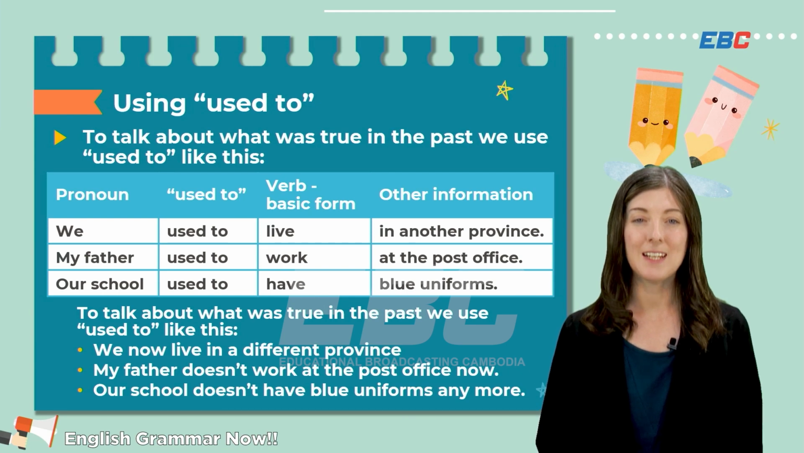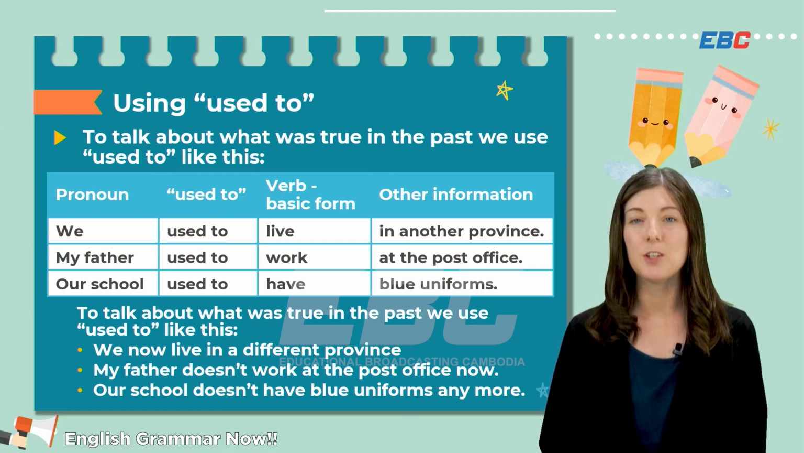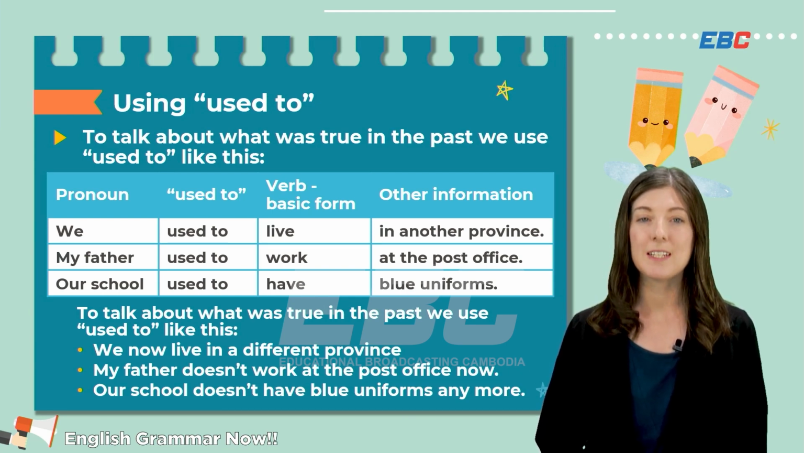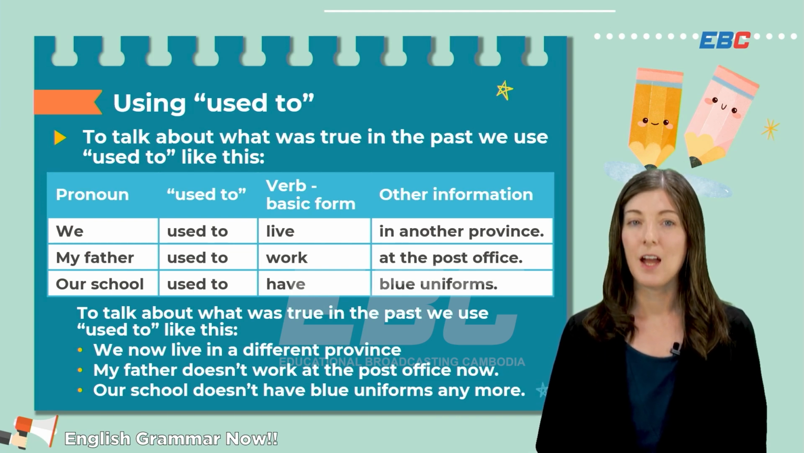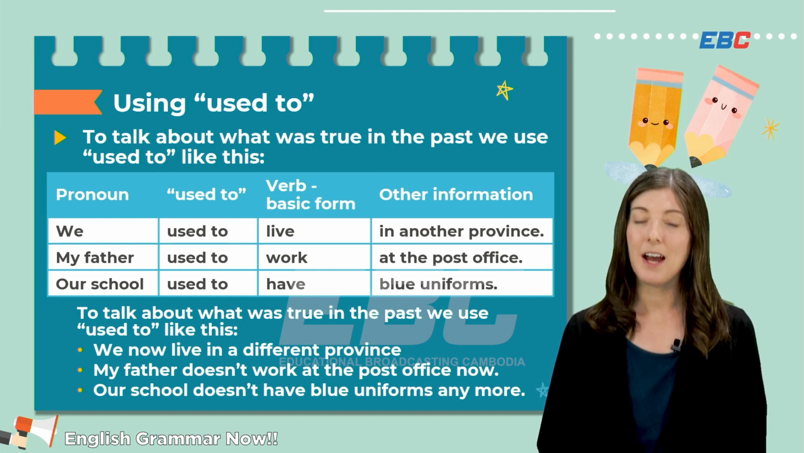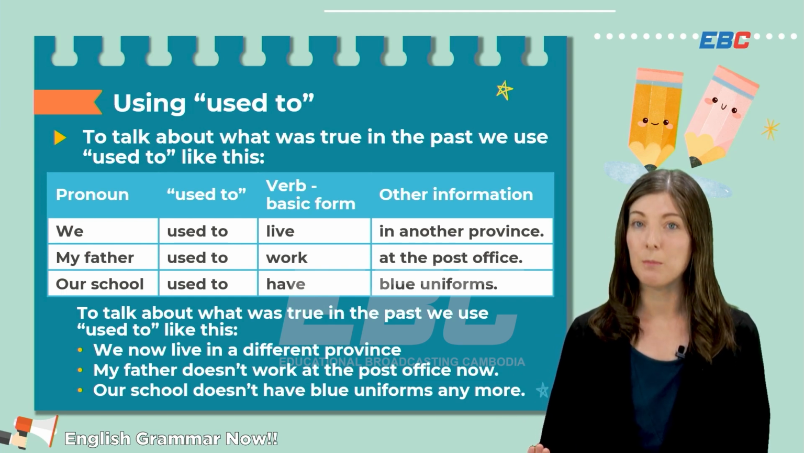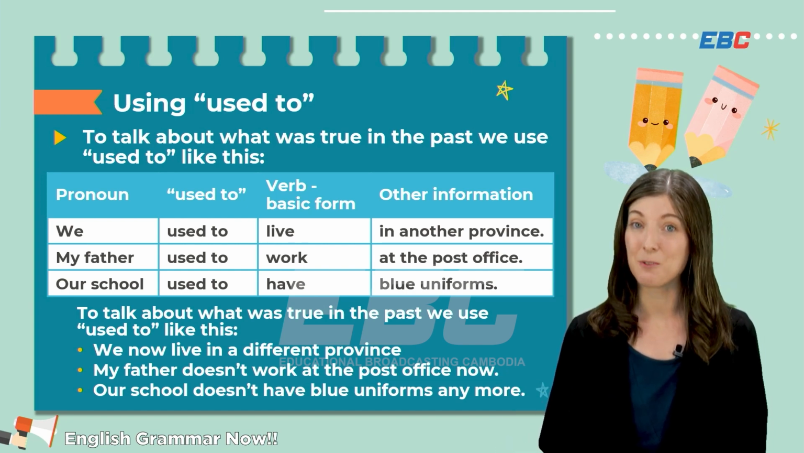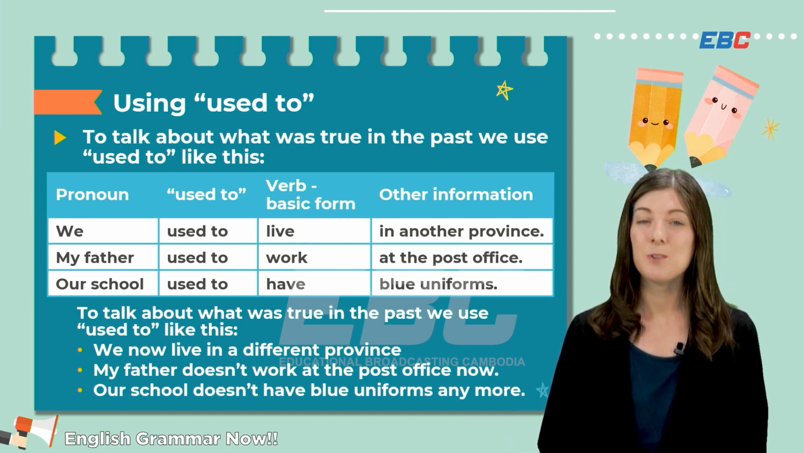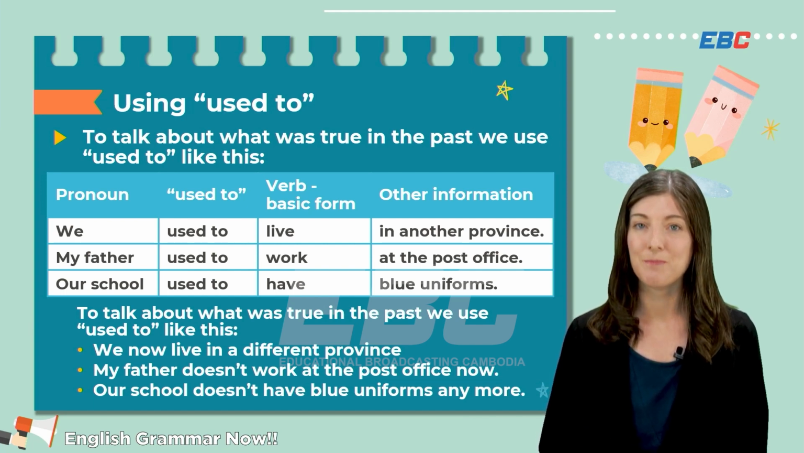You can see that to make a sentence with used to, we put it in between the pronoun and the main verb. Even though we're talking about the past, we do not have to change the main verb into the past tense, which makes it a lot easier for us. We can use used to for all the different pronouns.